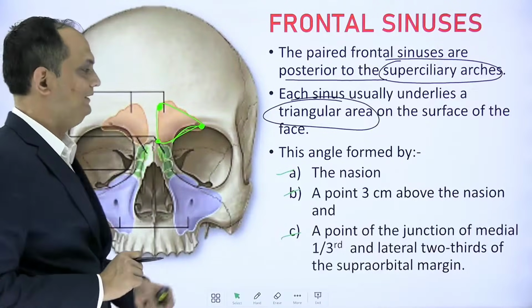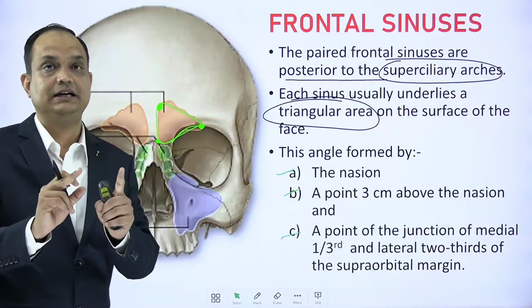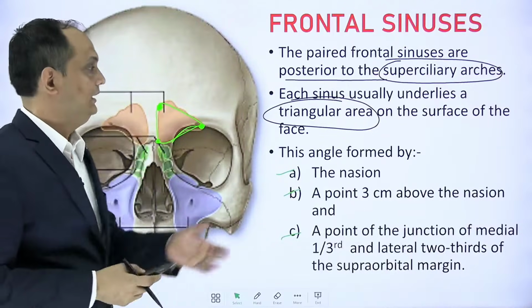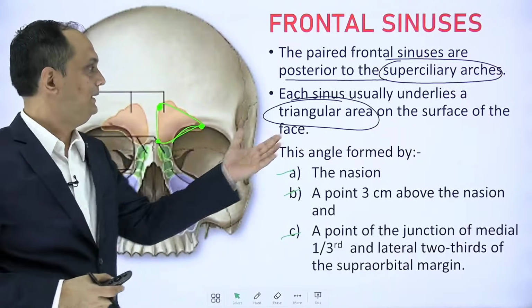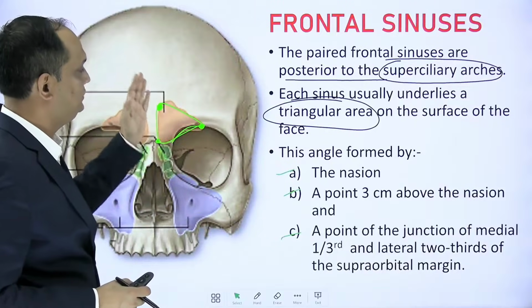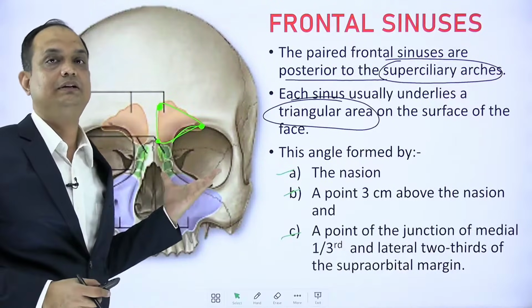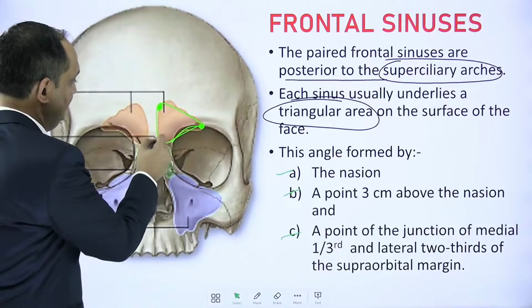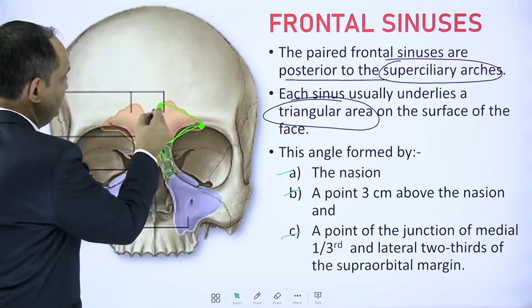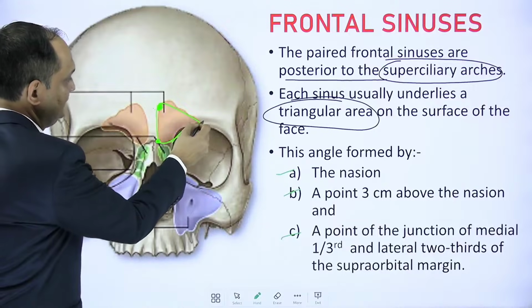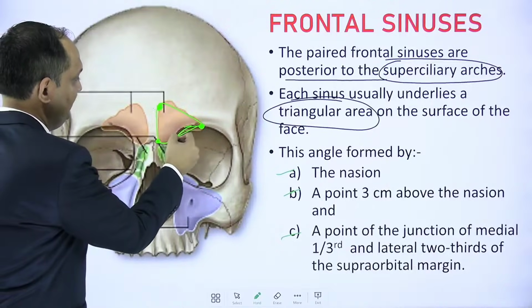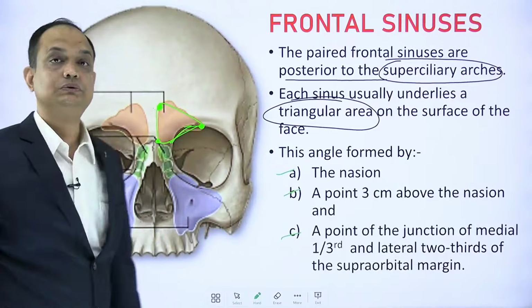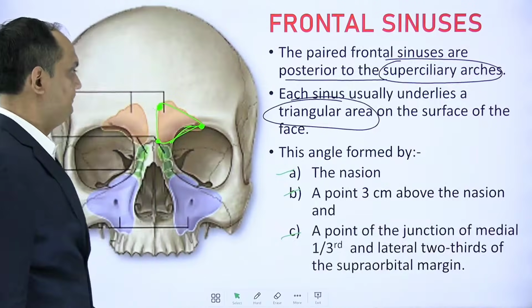So, whenever you are considering the frontal sinus, you have to understand that on the face, it has a triangular appearance. You cannot see the posterior extension right now because it is 2 dimensional. But here you can see the triangle, there are 3 points, one is at the nasion, one is around 3 centimeter above, and one is at the junction of the medial 1/3 and the lateral 2/3 of supraorbital margin.